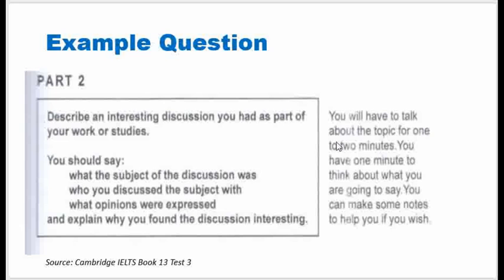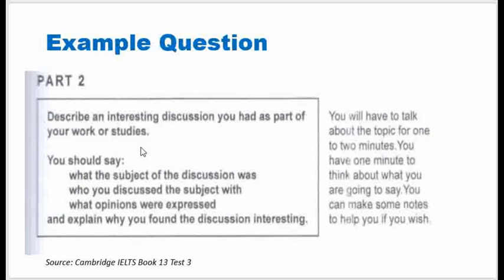Now, let's try to understand this question and break it down and digest it so that we can try to answer it. So the question says, describe an interesting discussion. So this is a keyword, interesting discussion, you had as part of your work or studies. The discussion can be based on work or it can be based on studies. So the word or here shows that it is an option. You don't have to talk about work and studies at the same time. You can either choose to talk about work or studies and then you talk about an interesting discussion.